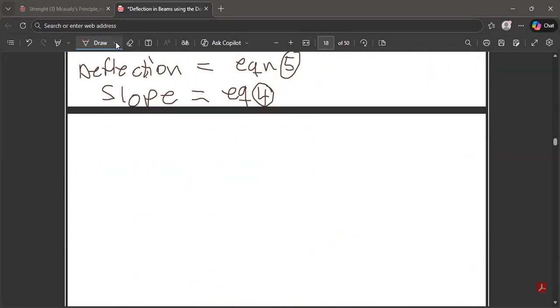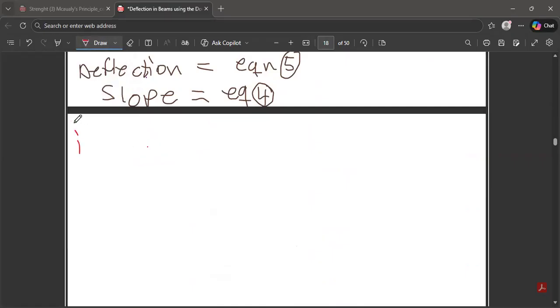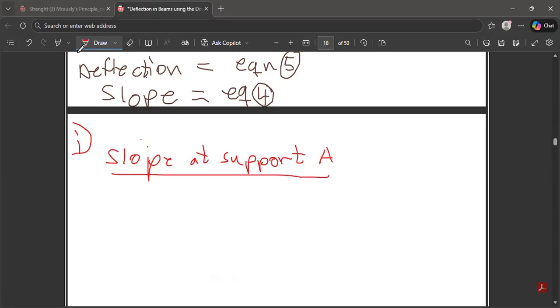Back to wherever we were. Now I want to calculate for my I. So slope at support A. So I want to calculate for the slope at support A.